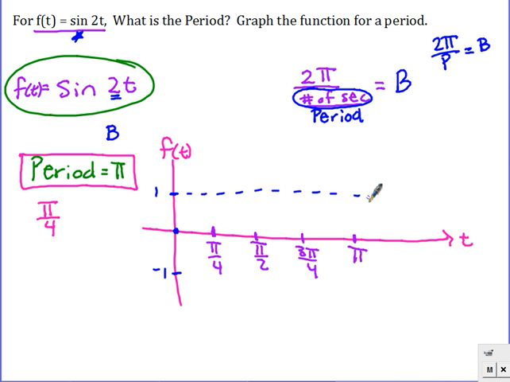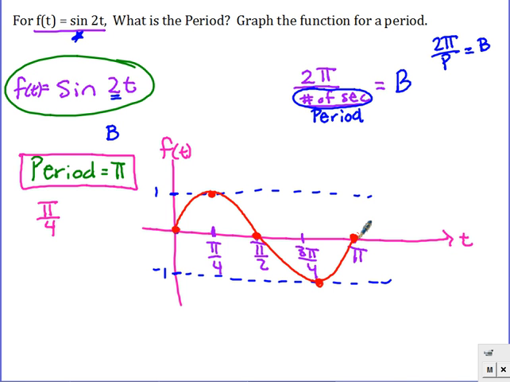Let me get my little borders in here. Alright, so it starts at the midline, then it goes up, then it goes back to the midline, then it goes back down, then it comes back to the midline. Alright, so here's my sine function from 0 to pi. That would be my graph.